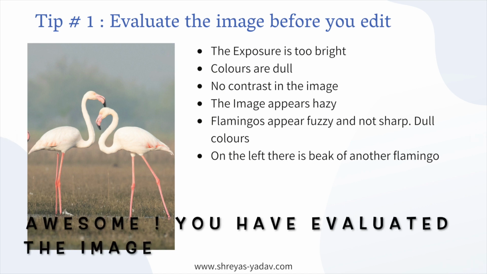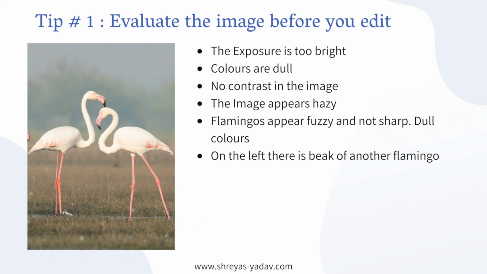Well, great, you have evaluated the image. Now you know what are the things which you want to enhance, which things you want to edit, and which are the areas you want to work on. Let's find out which are the global or overall adjustments. The overall exposures, colors, and haziness can be fixed using the global adjustments. And working on the flamingos is something which we will work in the targeted adjustments.